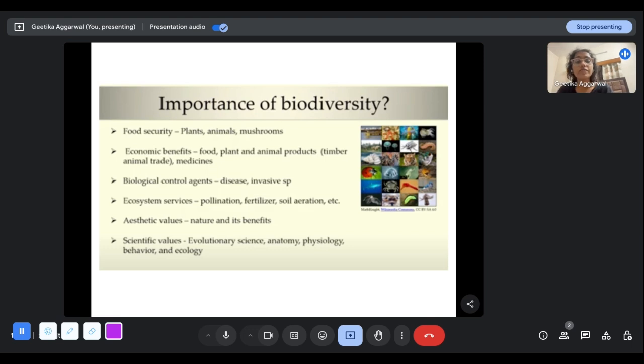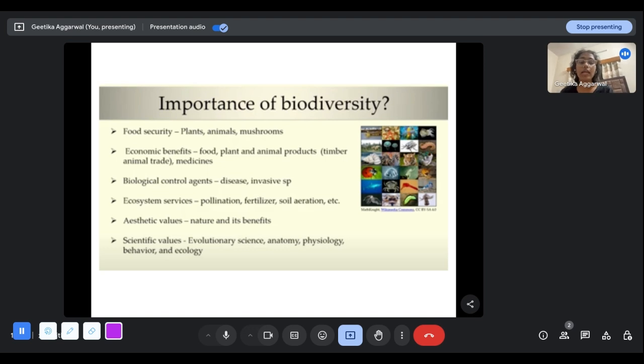It's very soothing, and it offers you different benefits. Even though we don't realize it, these are very important for our mental and physical well-being. And then there are certain scientific values that come with biodiversity. For example, we can look at evolutionary science, anatomy, physiology.